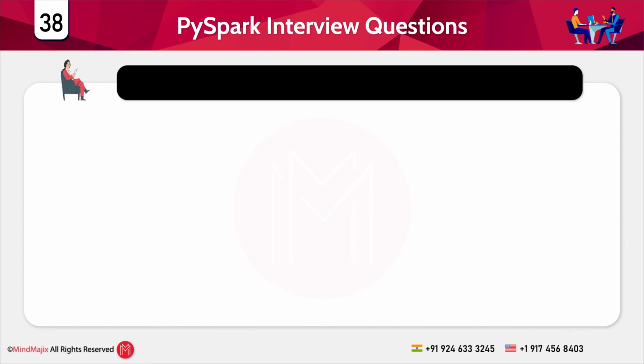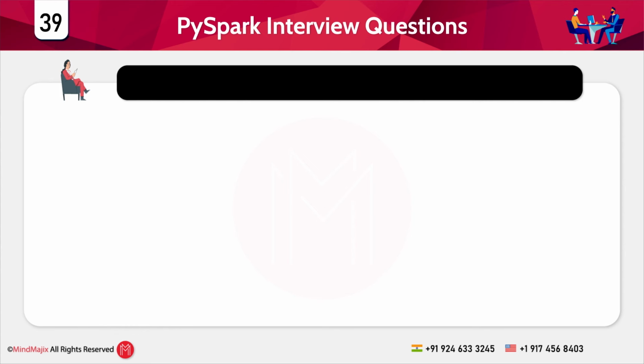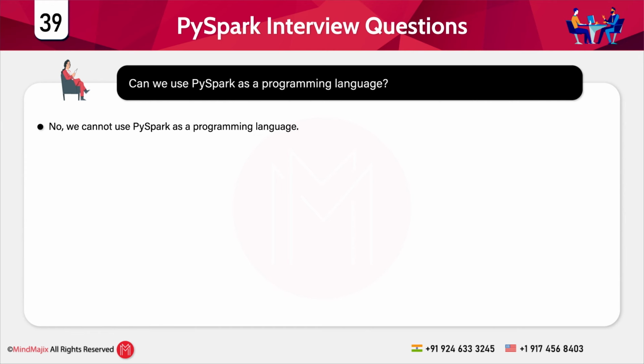The next question is, do you think PySpark and Python are similar? Yes, they are similar, as in they are directly related, but PySpark is a Python-based API that is based on the Spark framework. As a programming language, Python helps Spark manage the big data. The next question is, can we use PySpark as a programming language? No, we cannot use PySpark as a programming language. Rather, you can use it as a framework.